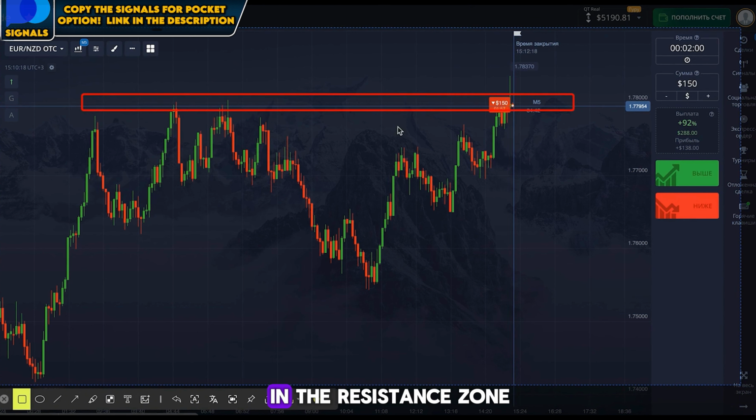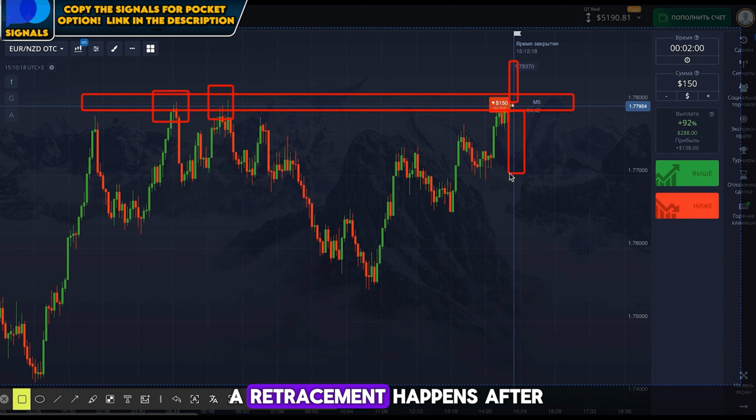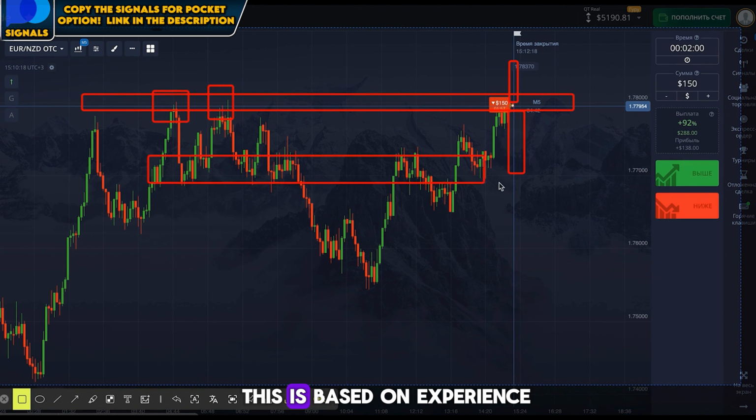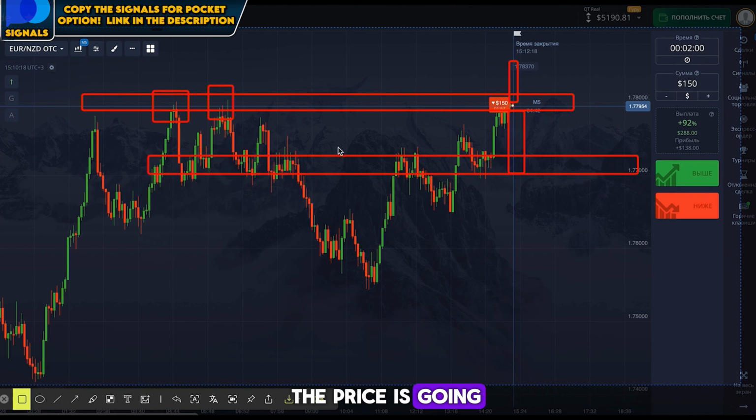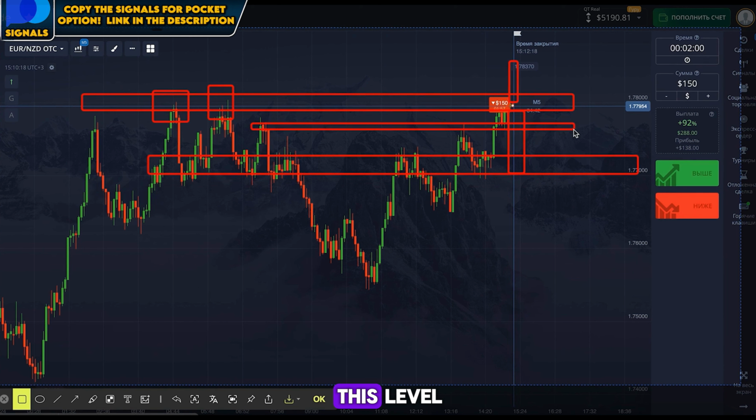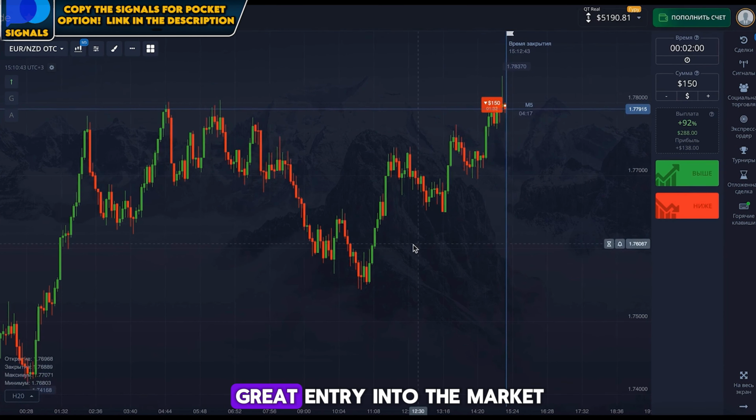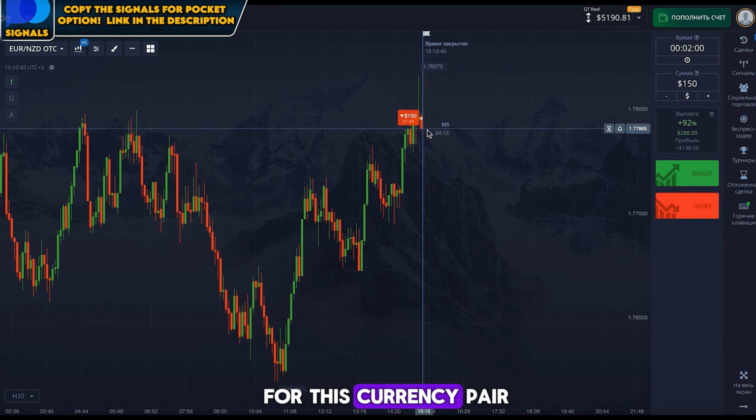Look, the price is right in the resistance zone. We have 1, 2 and a false breakout. And that's it. Most likely a retracement happens after something like this. This is based on experience. The price is going to return to this area, or at least to this level. Well, 2 minutes for $150. I think that's a great entry into the market for this currency pair.